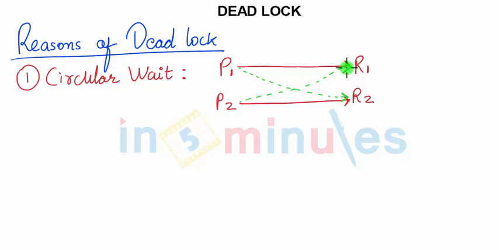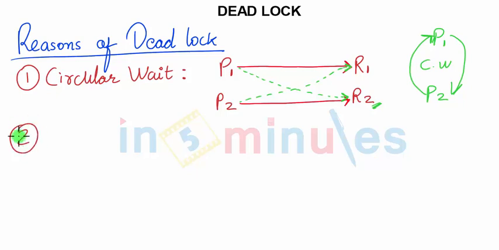So now if you try to understand, the wait period is something like this. P1 and P2 are waiting for each other. P2 is waiting for P1 to get over and release R1 so that it can use it. And similarly, P1 is waiting for P2 so that it can finish its utilization of R2 and then release it so that P1 can continue. So this is circular wait, the first reason why deadlock can occur.